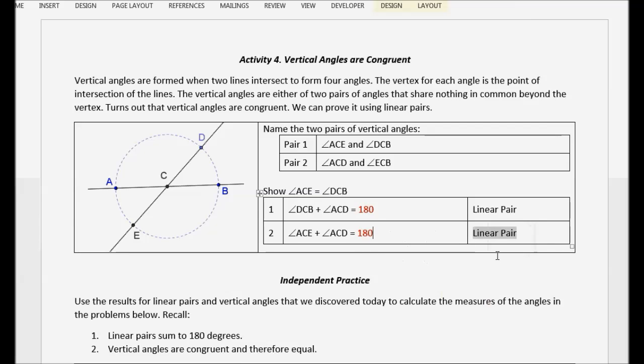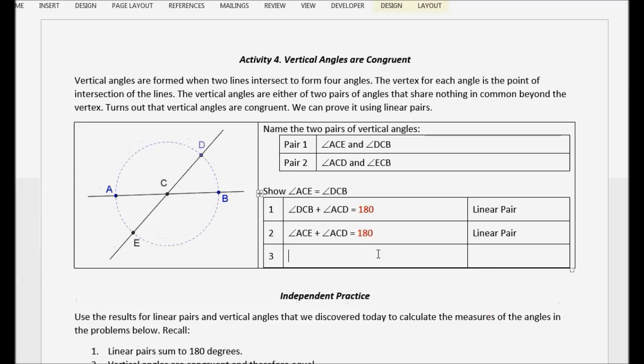See, geometry is a little weird. We don't always substitute numbers into equations. Sometimes we substitute expressions for numbers, which is kind of counterintuitive compared to what you might be used to in algebra. Here we see the 180s, and as geometers we just start to drool a little bit. We're going to substitute for those 180s. Angle DCB plus angle ACD is equal to angle ACE plus angle ACD by substitution.